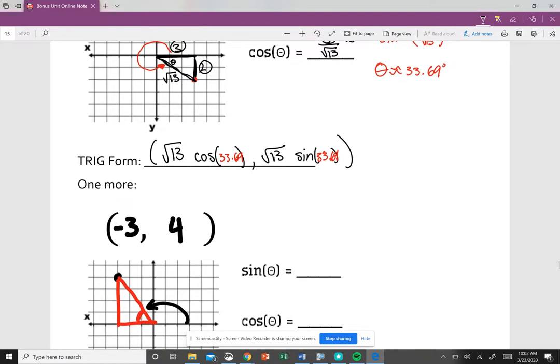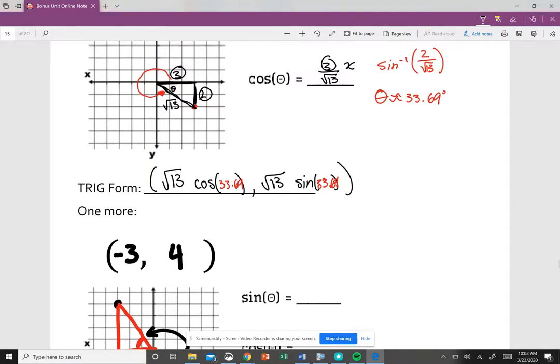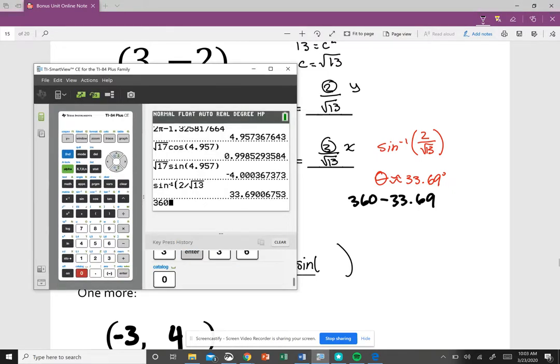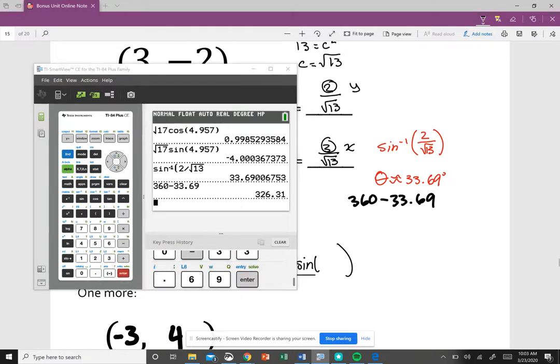And I forgot to do that over here. Let's go back and do this one. If you haven't already noticed, I already screwed this up. So right here, I'm going to take 360. So then we take 360 minus 33.69, and we get 326.31.